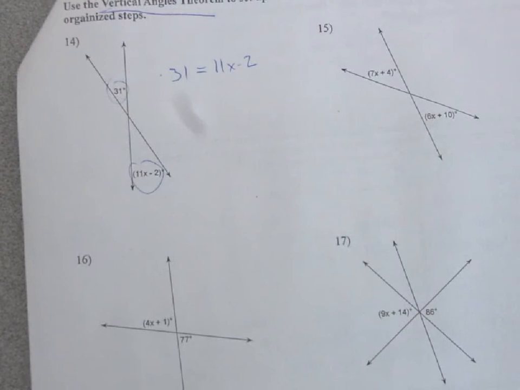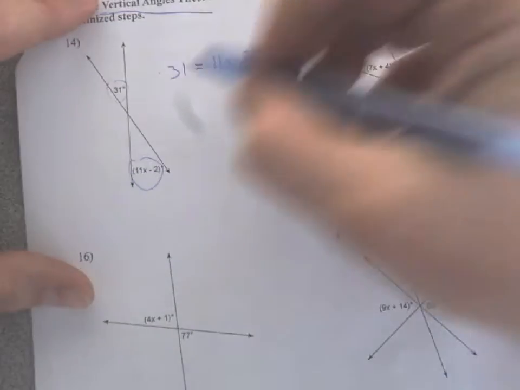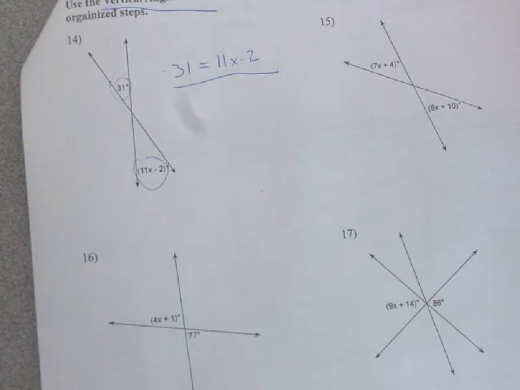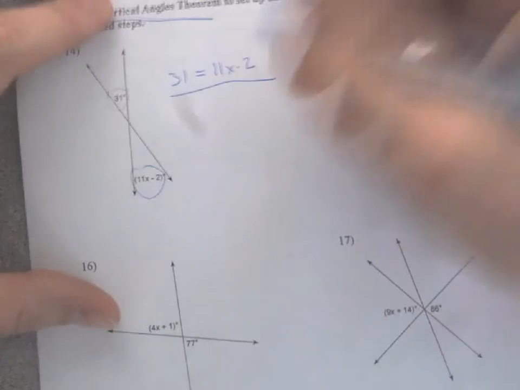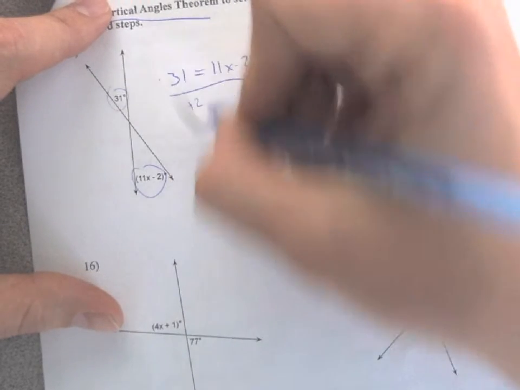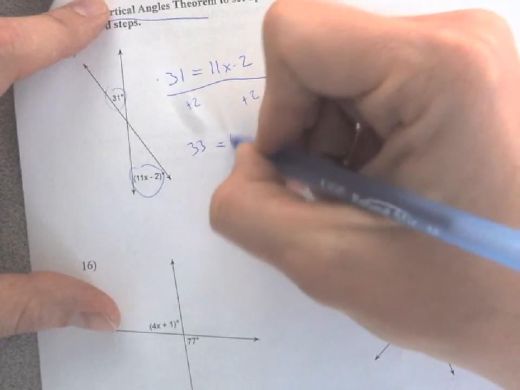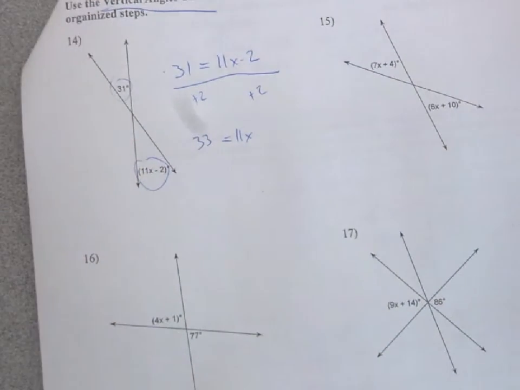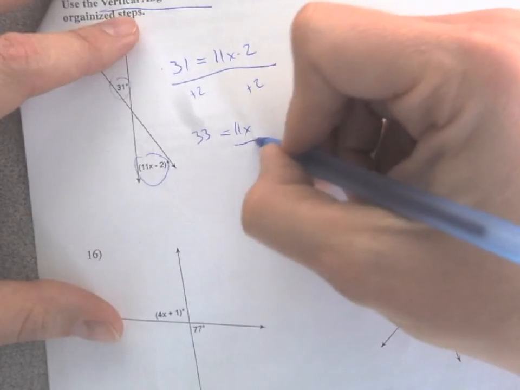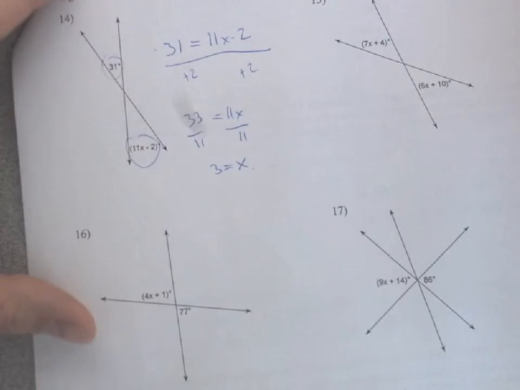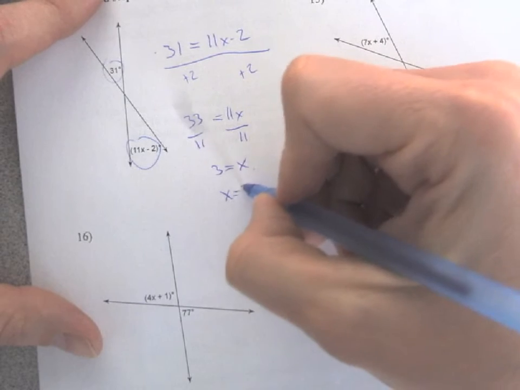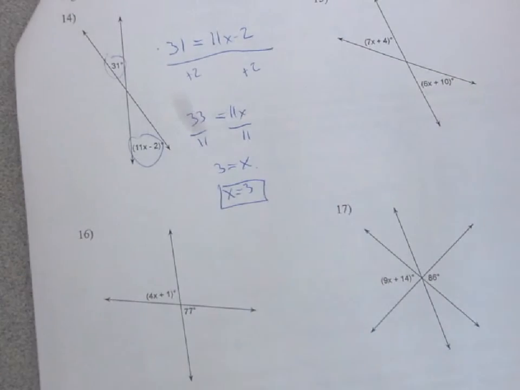So I can just set up this equation. Okay, notice there's no 180 involved this time. You're not adding them together, you're setting them equal to each other. Okay, so this is what I want to see. I want to see your equation that shows you know what that angle relationship is, and then from there you're going to solve it. So plus 2 plus 2, 33 equals 11x. That's using the addition property of equality. Okay, then using our division property of equality, get 3 equals x. Then using our symmetric property of equality, we flip it around.